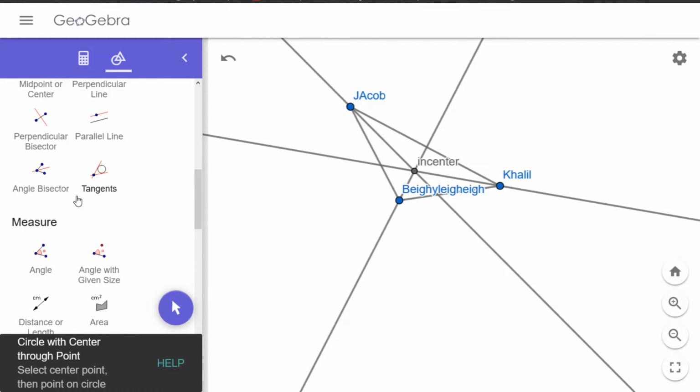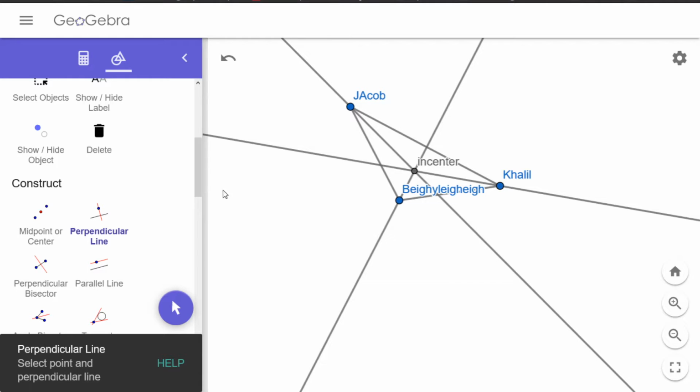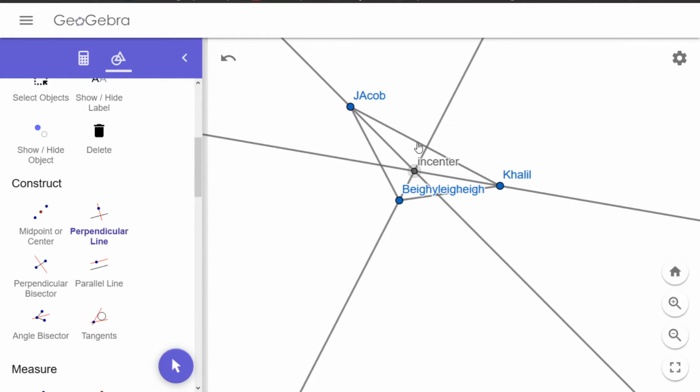Let me do a perpendicular so I can find my radius.